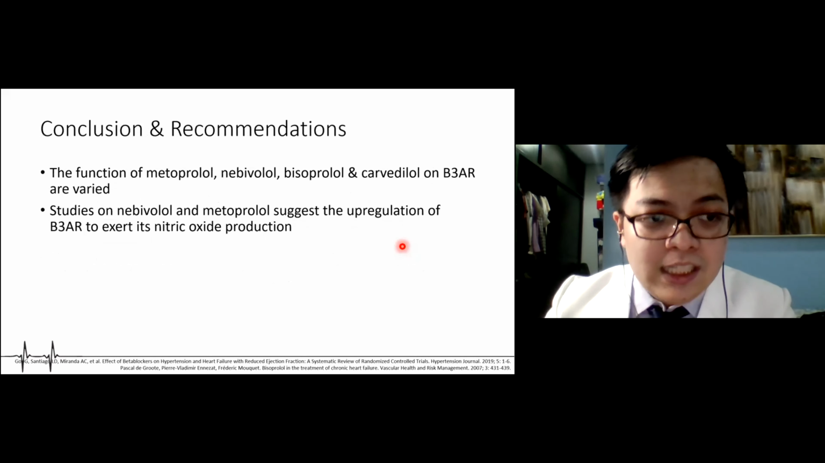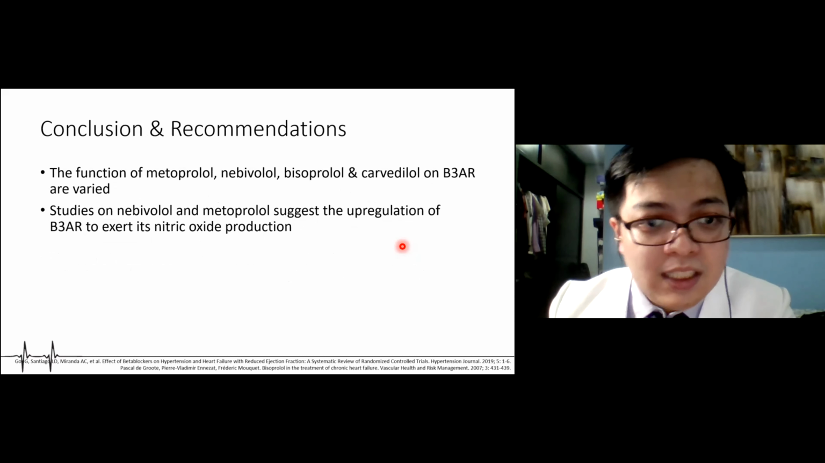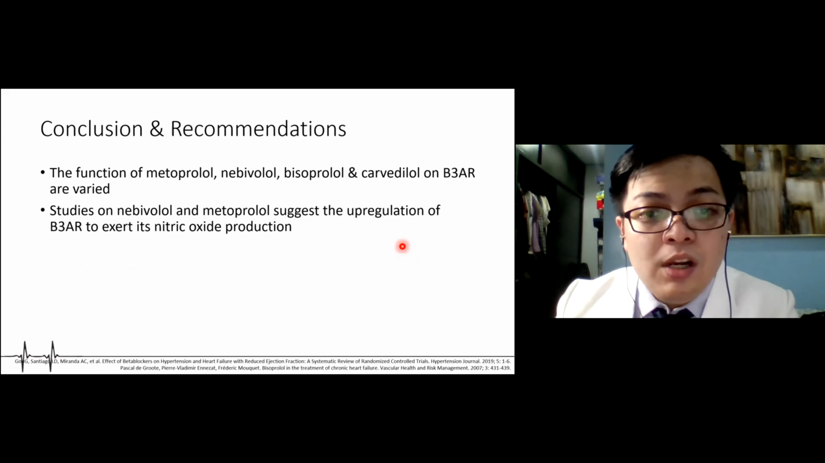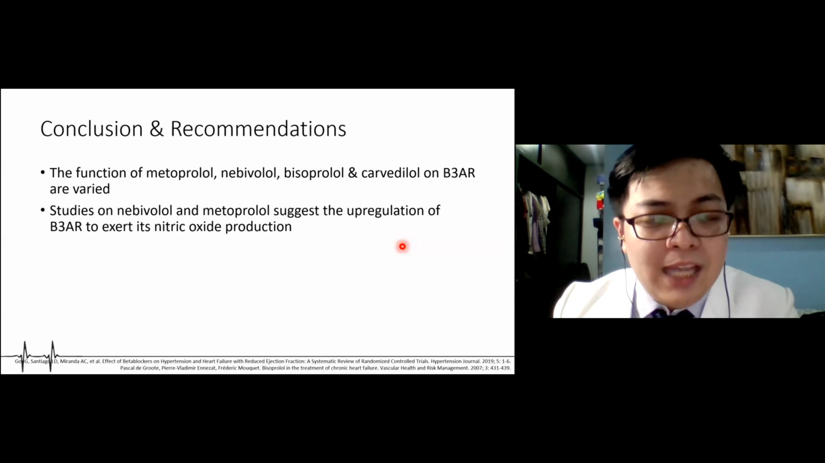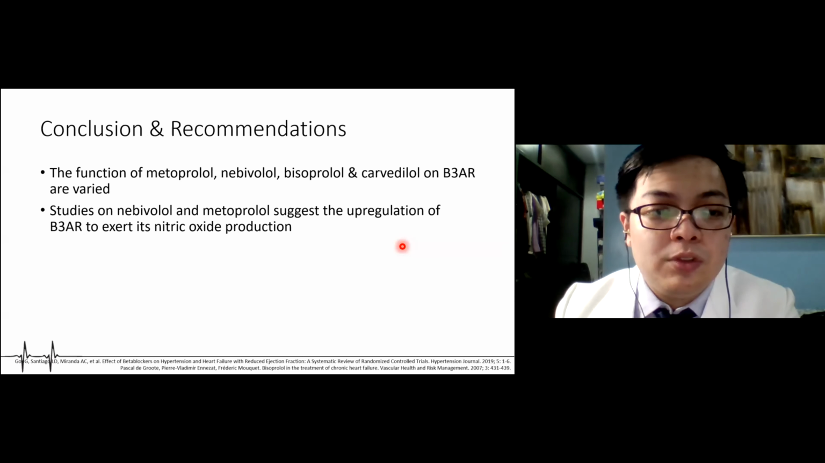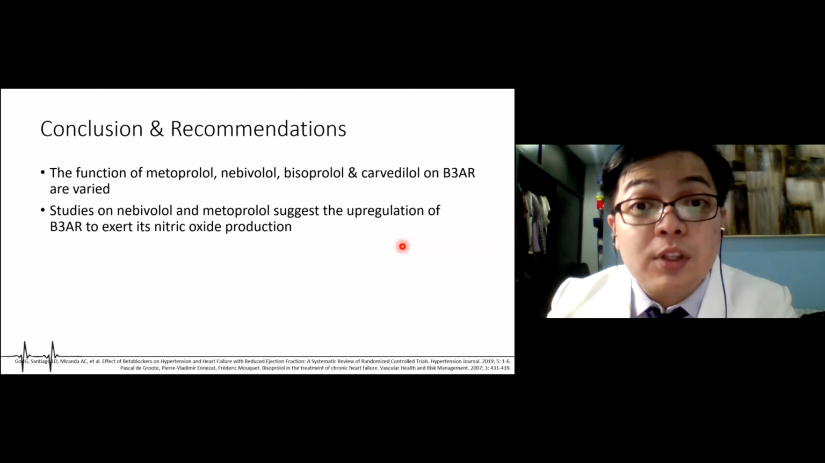What we've seen here is that the functions of the selected drugs in the study, your metoprolol, nebivolol, bisoprolol, and carvedilol, on beta-3 adrenoreceptors are valid. However, their effects on the heart and in patients with heart failure are well established. And studies on nebivolol and metoprolol suggest the upregulation of beta-3 adrenoreceptors that exert its nitric oxide production.